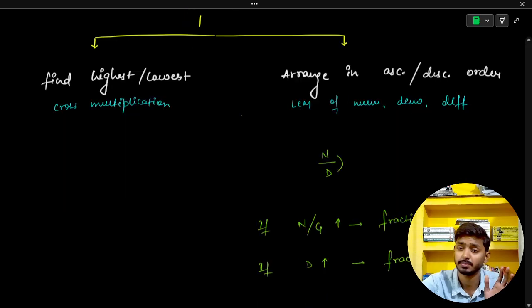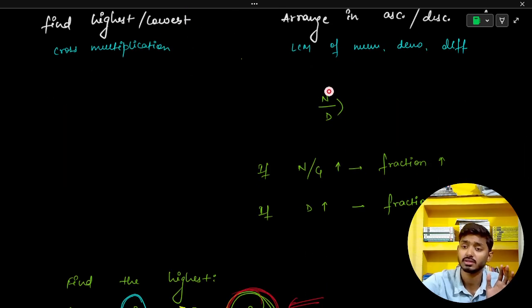Let me explain. Whenever you are given a fraction, there is numerator or denominator, or we'll find the gap between the two. Let me write G over here. There must be a gap between numerator and denominator. We'll represent that by G. Now, I'll explain the concept in a while. Just try and understand for now.